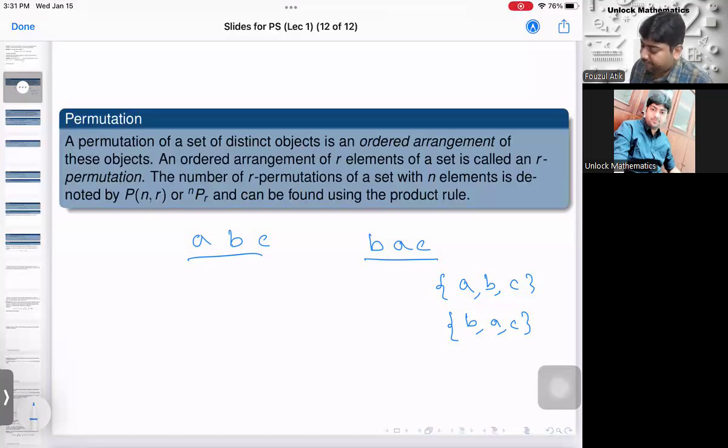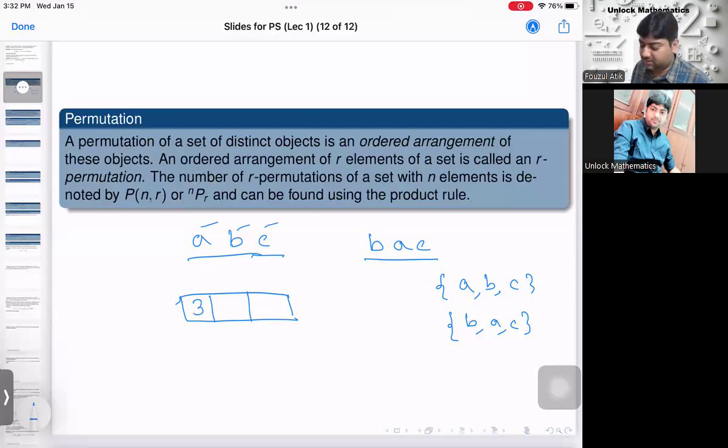Now, you can count this arrangement with the help of the product rule. So you have three elements, and basically three positions available. Three elements you can choose from. For the first position, how many different choices can you have? You can have three different choices. You can take A, you can take B, or you can take C. So there are three possibilities.